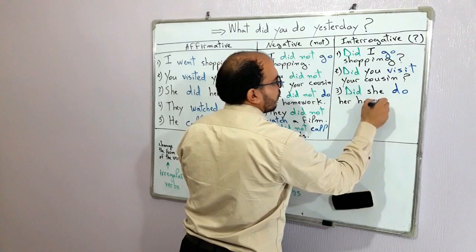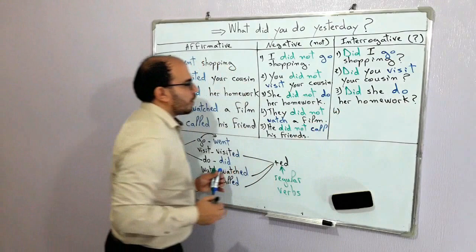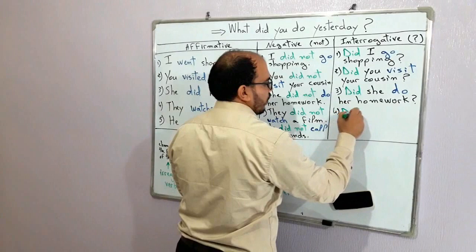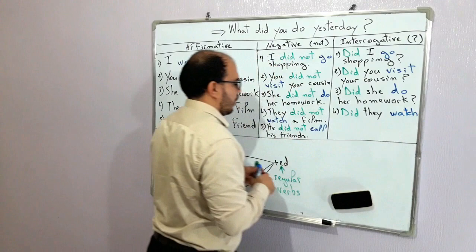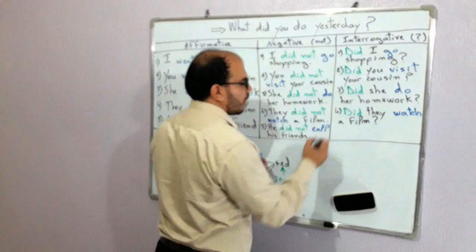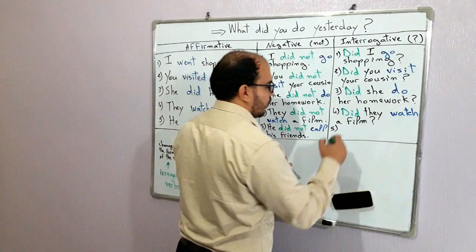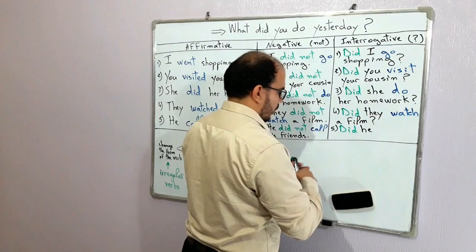Next, for number four, they didn't watch a film, so we invert the auxiliary did with the subject they and then put the verb watch a film. The last one, he didn't call his friends, so we say did he call his friends?